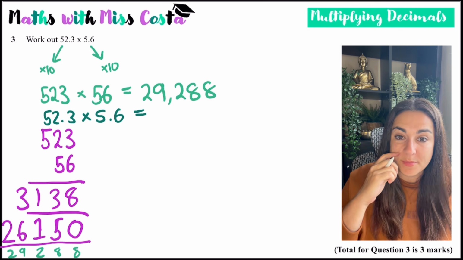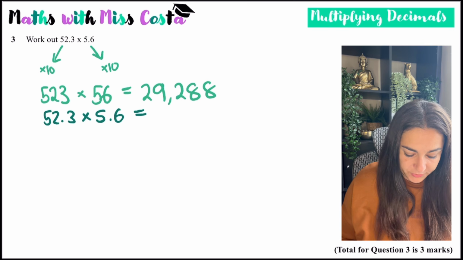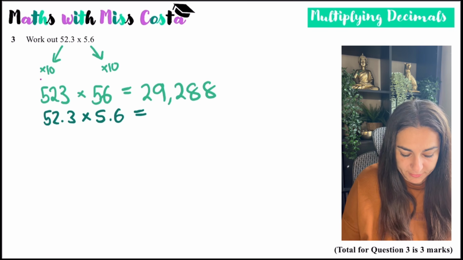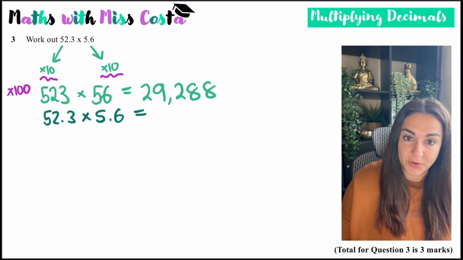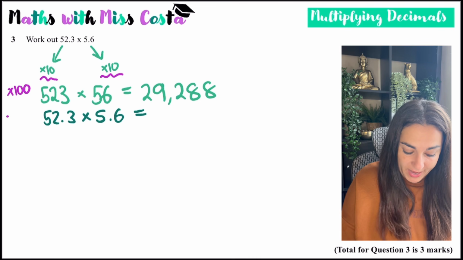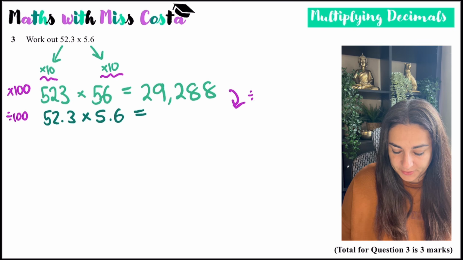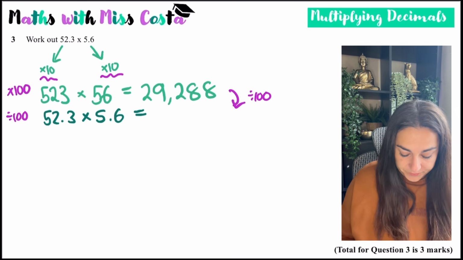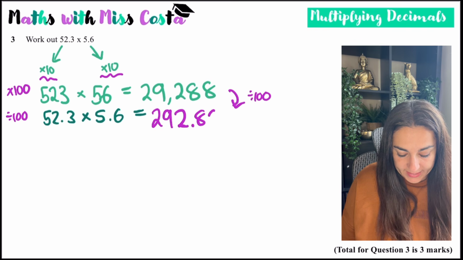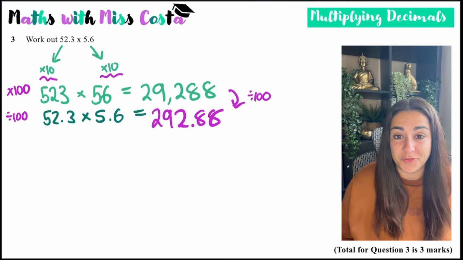So the proper mathematical way, and the reason we've multiplied and then can do this trick, is because if I've multiplied this calculation by 10 and 10 again, I've actually multiplied it by 100 to turn them into whole numbers. So what I need to do to go back is divide by 100. So I need to do 29,288 divided by 100, which would give me 292.88.